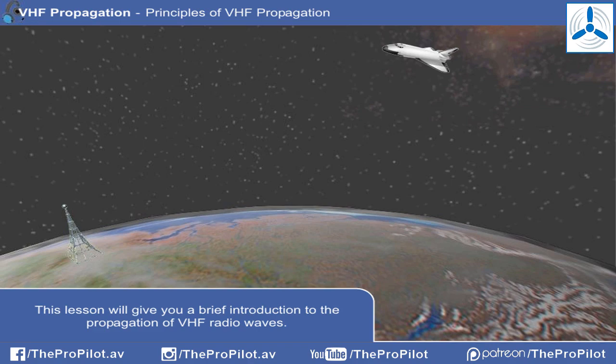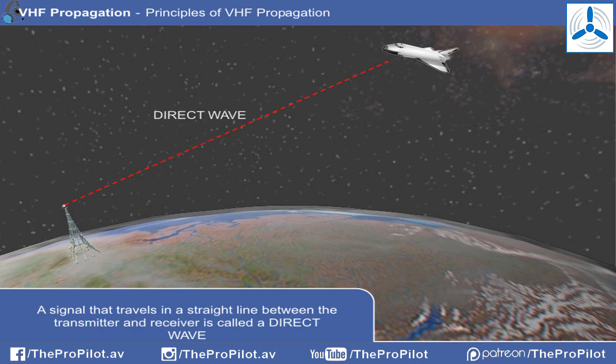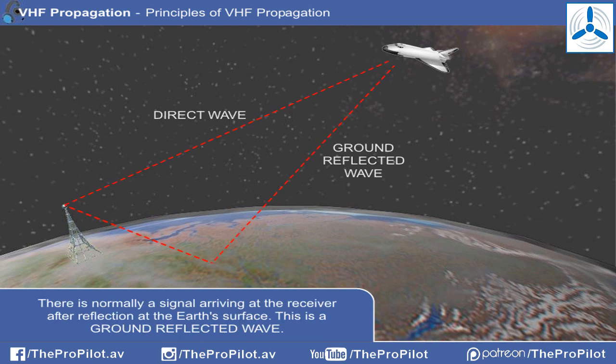The aim of this lesson is to give you a very brief introduction to the propagation of VHF radio waves. A signal that travels in a straight line between transmitter and receiver is called the direct wave. In addition, there's normally a signal arriving at the receiver after reflection at the Earth's surface. This is the ground reflected wave.